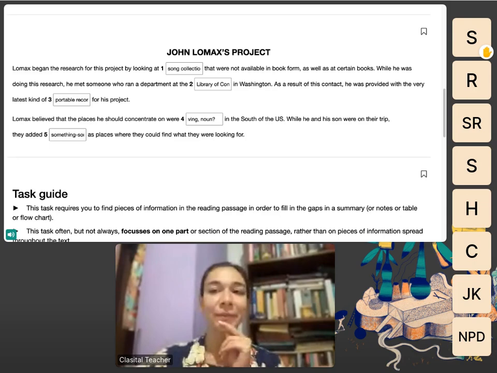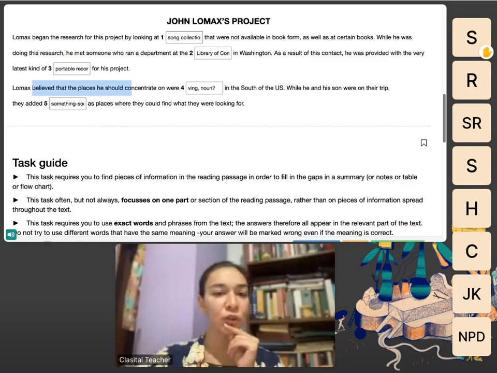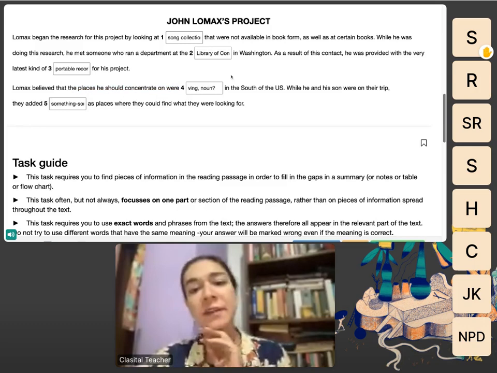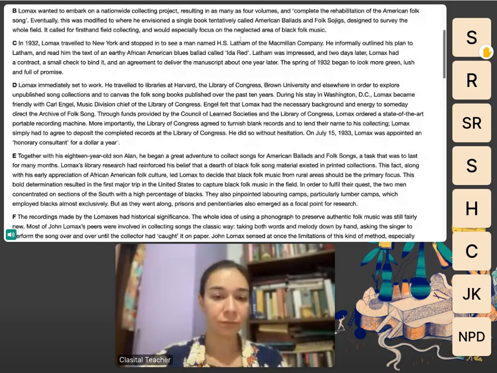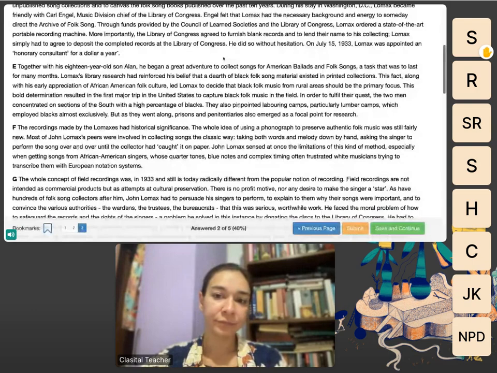Lomax believed that the places he should concentrate on were in the south of the US. So this is my keyword. I will look into it. South of the US. We were here. Yes. Let me look for the south of the US.